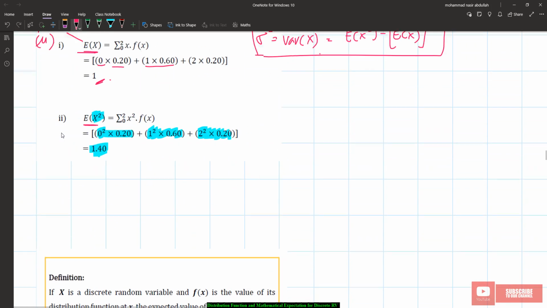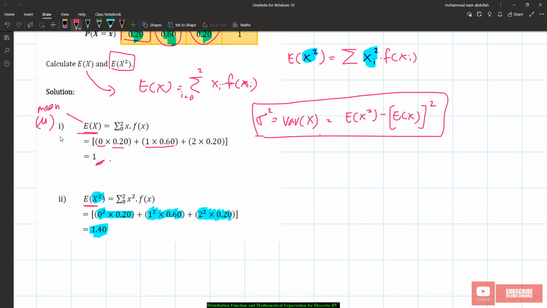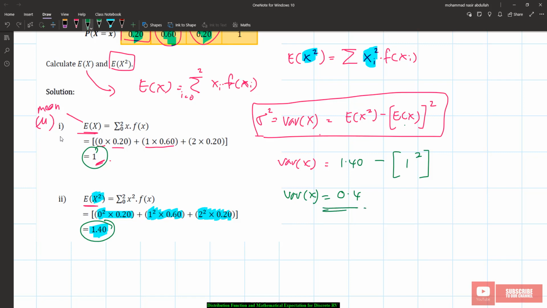So now, let's look at this example since we already calculated this example. If you want to find the variance of X, E[X squared] is 1.4, minus E[X] which is 1, and then you square. So 1 squared is always equal to 1, so 0.4. So the variance of X is equal to 0.4.